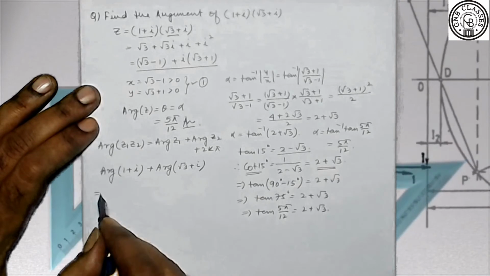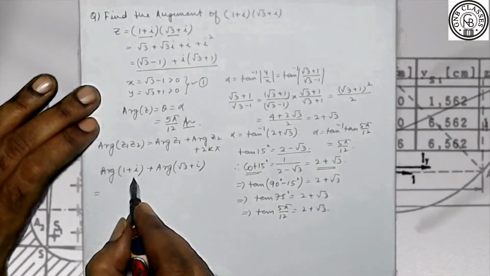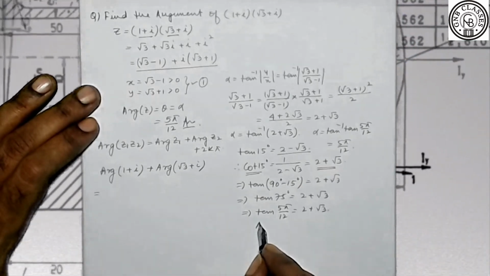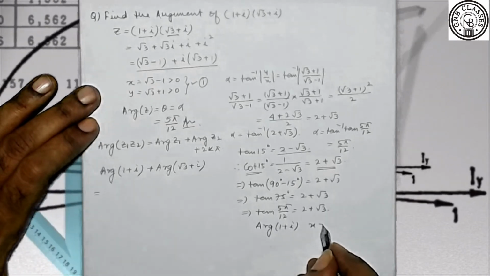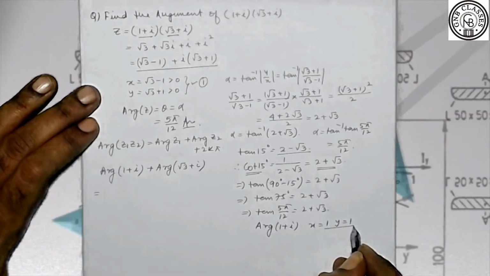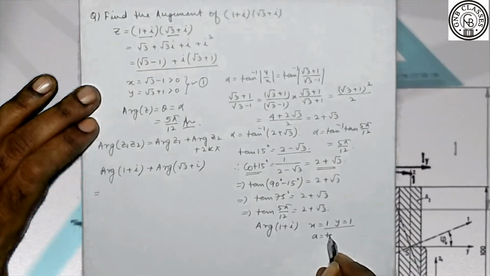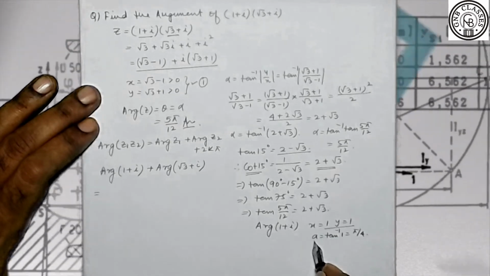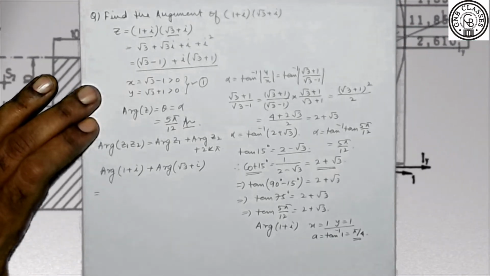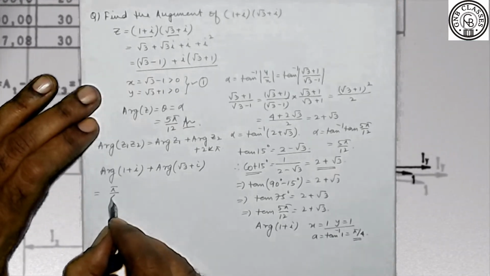So what we are getting basically, argument of 1 plus iota means, let me do it here. Argument of 1 plus iota means what? Here x is 1, y is 1, falling in the first quadrant. Alpha is nothing but tan inverse 1, which is pi by 4. Okay, therefore your argument is pi by 4. So here it is pi by 4.